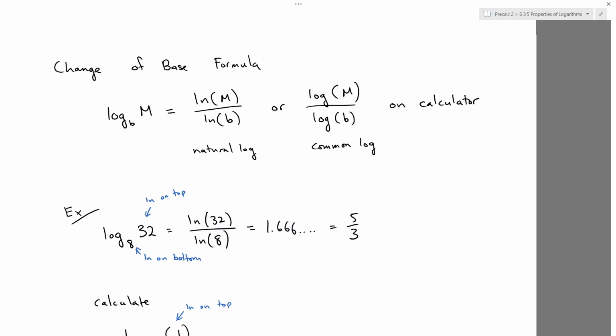Finally, on this last page, we come to what's called the change of base formula. This is the formula that we want to use when we want to calculate on a calculator the log for any base.